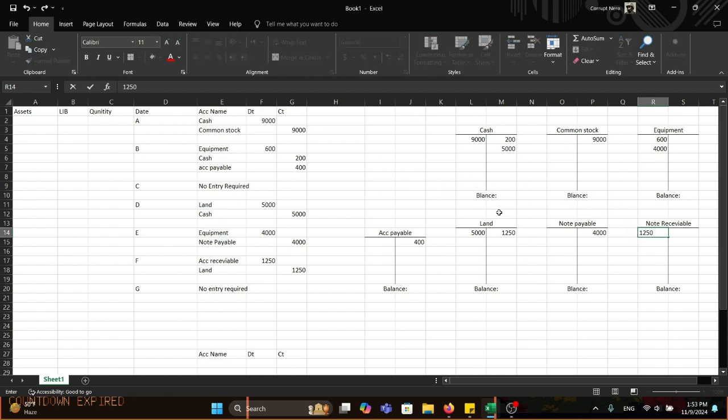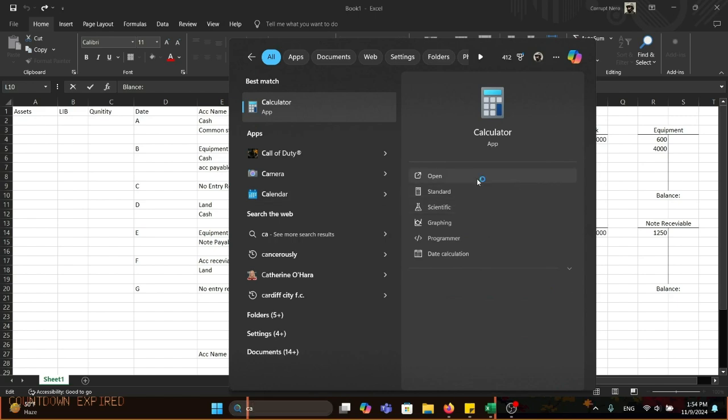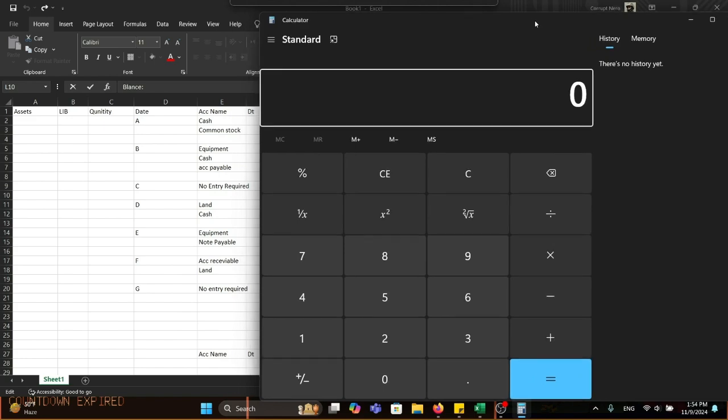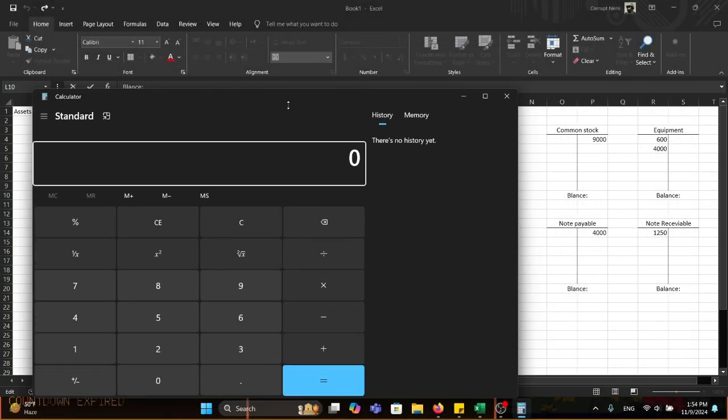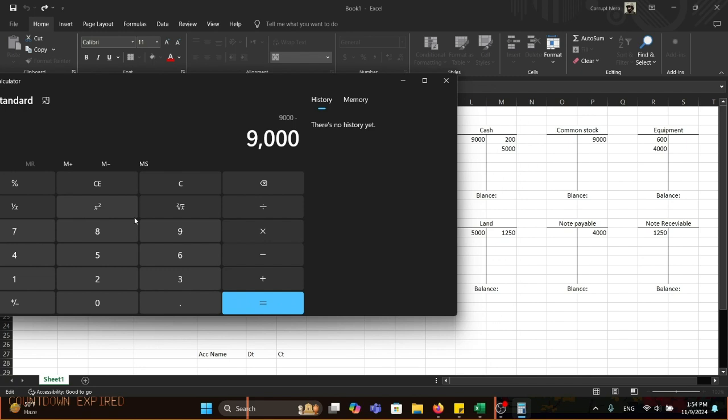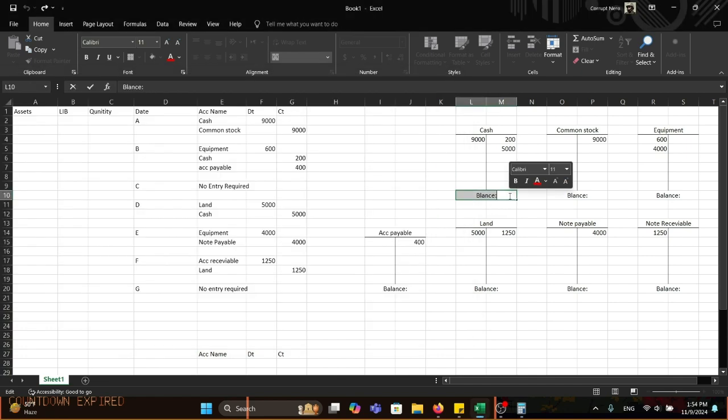This is not it because you still have to do the balance. So you have to bring your calculator. Get your calculator. If you don't have one, then you should try to buy one as soon as you can because in the exam you will need it. So basically, we now write 9,000 minus 200 minus 5,000, and this is going to be the balance for this. We're going to write this as the same because we don't have anything else.